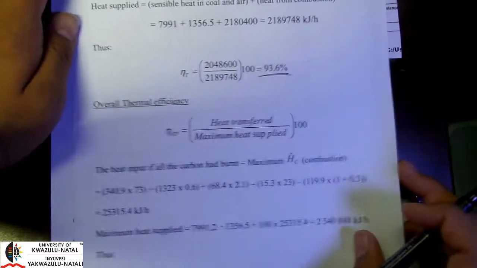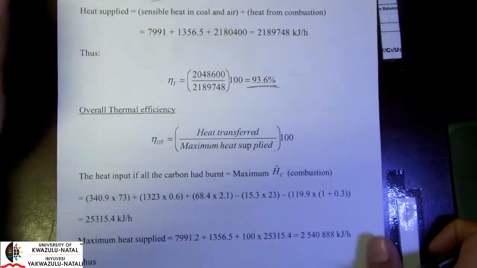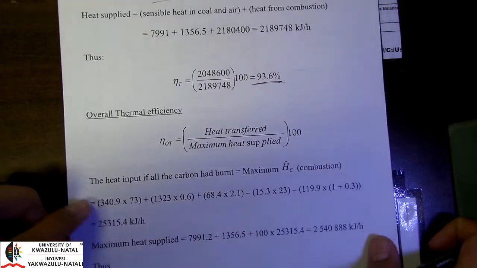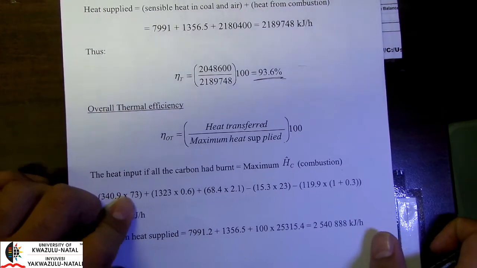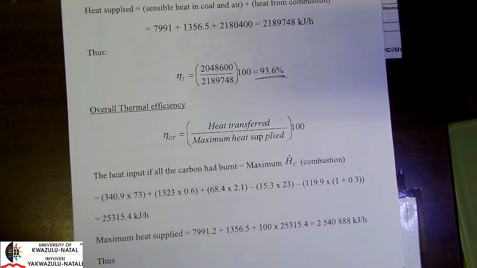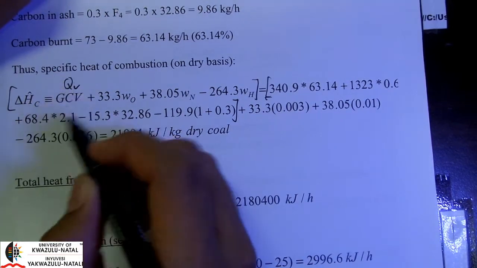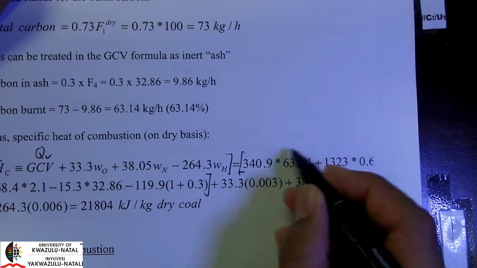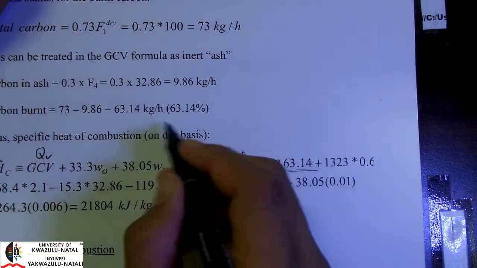As you know, before we had the GCV value, and this was found by looking only at the amount of carbon burned. We had 73% of carbon in the coal, but only I think 63% was actually burned. So let me see if I can find that equation again. Okay, there it is here. Previously we've looked at our heat of combustion and we've calculated our GCV by looking at the amount of carbon burned rather than the total carbon in the coal. The amount of carbon burned was only 63.14%.